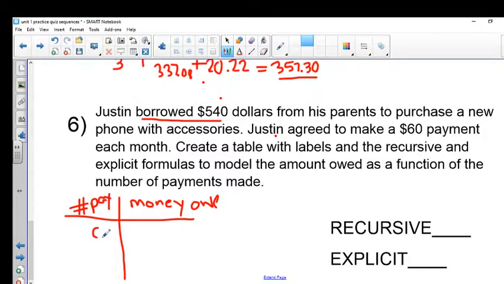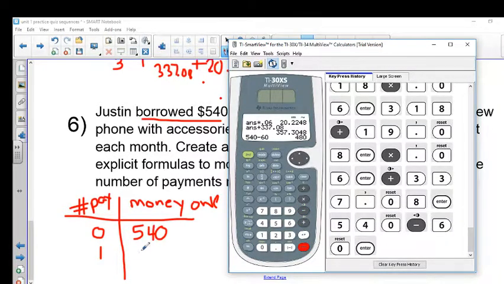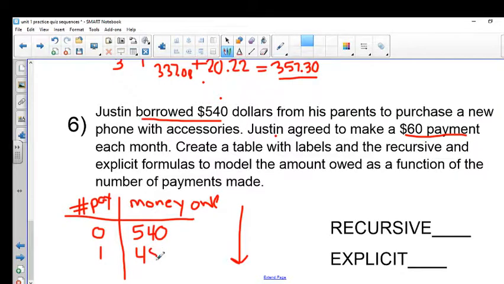Okay, so we're going to start with 0, because that's easy. So 0 means he hasn't made the first payment. So how much does he owe? Well, he borrowed $540. If he makes a payment, we know this is going to go down. So for the first payment, we take this and subtract what he said he's going to pay. So we got 540 minus 60. So guess what he has now? 480. After one payment, that's what he has left.